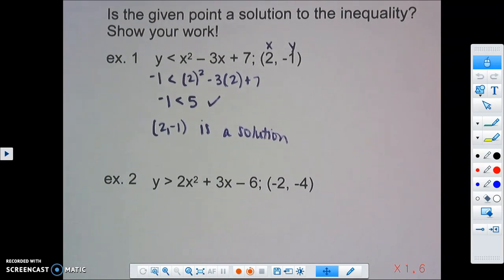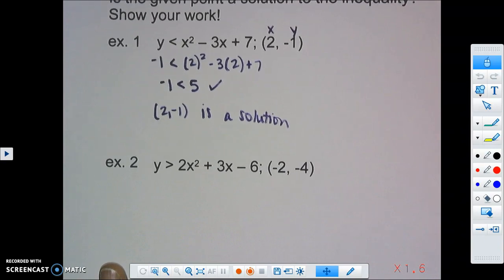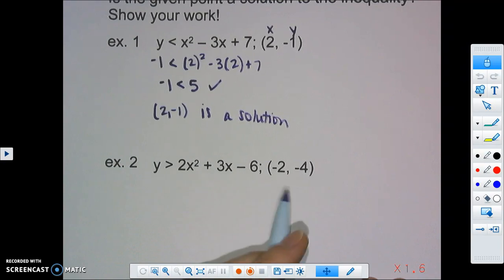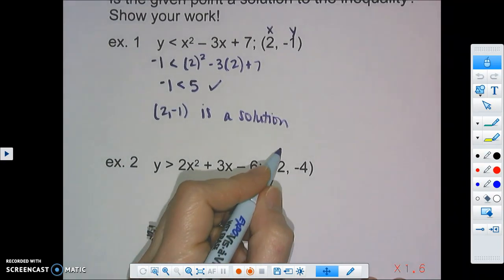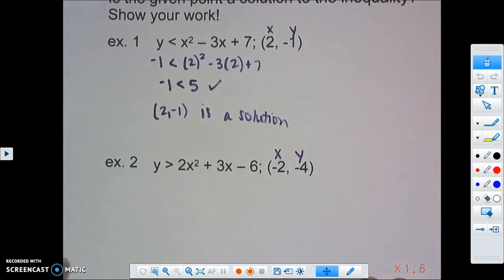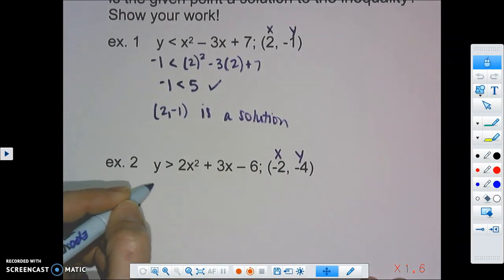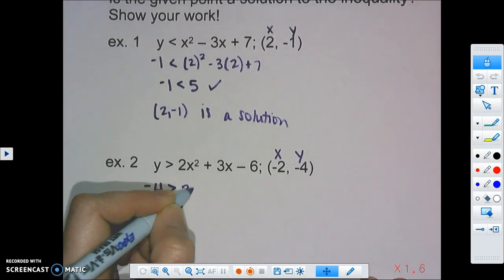So let's look at a second example here. We have y is greater than 2x squared plus 3x minus 6. And now we're going to be testing if the point (-2, -4) is a solution for that inequality. Again, x, comma, y. So we're taking those numbers and plugging them in for the different variables which they represent.